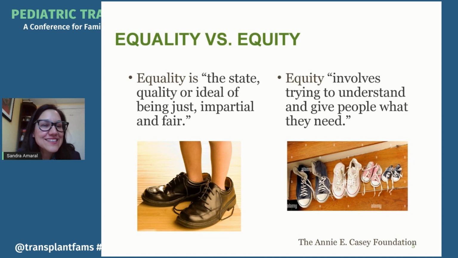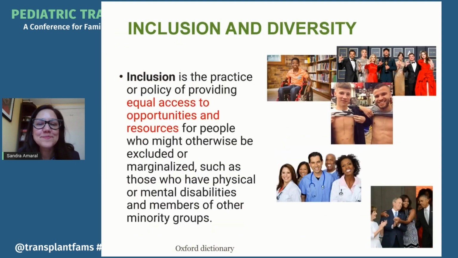So equity versus equality, those are other terms that sometimes we flip around a little bit. Equality is the state, quality, or ideal of being just, impartial, and fair. That means if I say, I have 100 people in a room and I'm going to give you shoes so that you can walk a mile, but I give everyone size 10 men's shoes, that's not really giving everyone the same access to walk the mile with the same comfort and maybe the same speed. So equity really involves trying to understand and give people what they need. So giving everyone the size of shoe that would fit them.